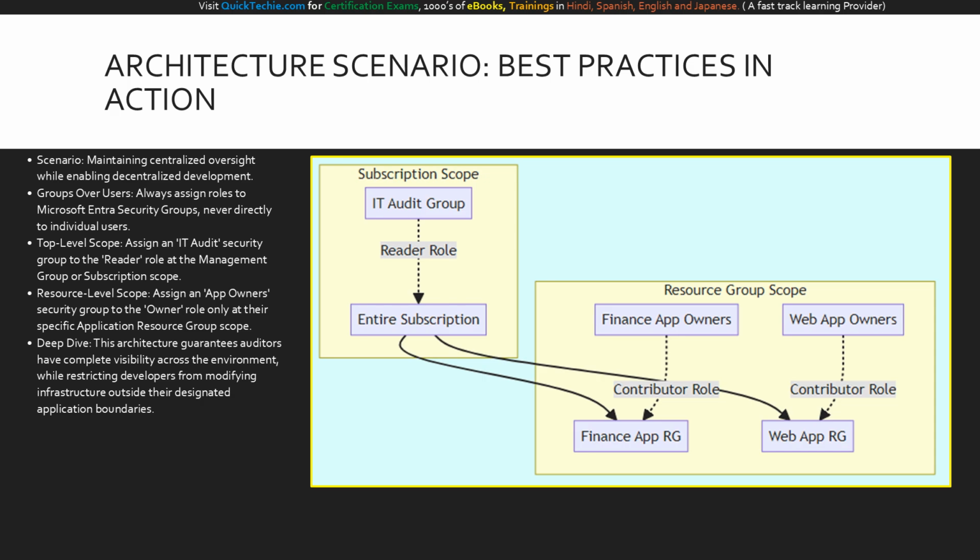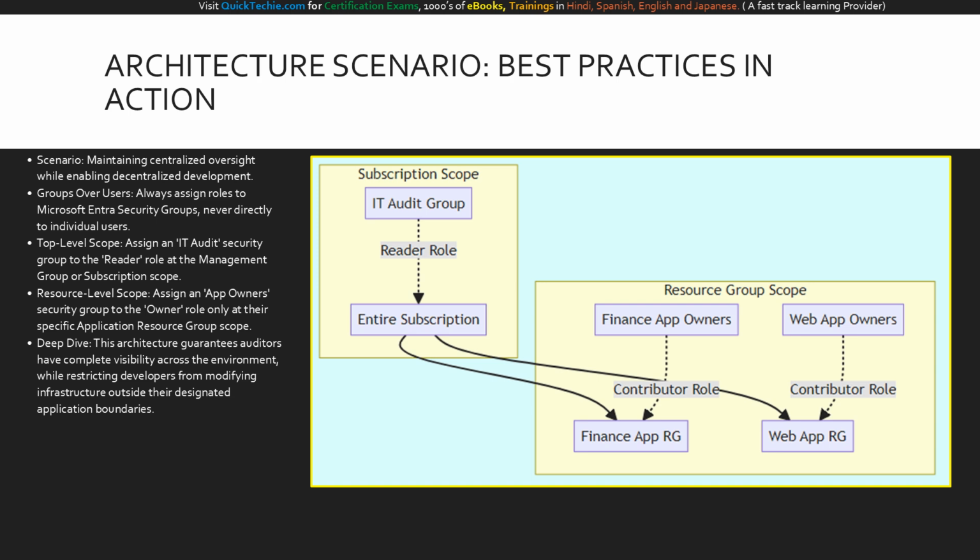Then, for your developers, assign the app owners group the owner or contributor role strictly at the resource level scope of their specific project. Deep dive result: auditors can see everything without breaking anything, and developers have total control over their app, with zero risk of them modifying the broader network infrastructure. That is the power of scoping.